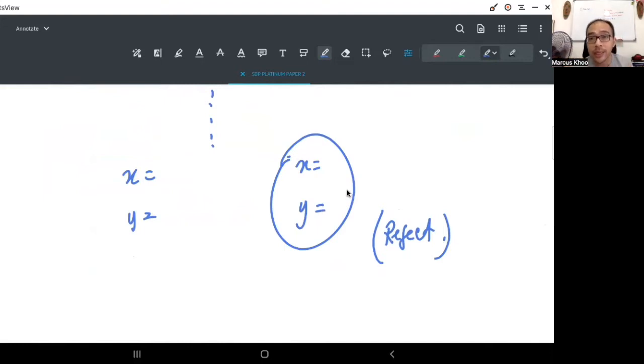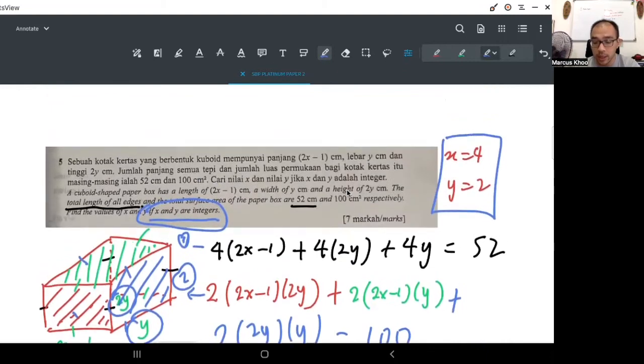Remember, an integer is nombor bulat. No decimal, no fraction. All those are non-integers. So say for example, your answer is 3 over 2. This is not an integer because 3 over 2 is a fraction, or 1.5 is a decimal, not an integer. So you want a nombor yang bulat. That's why the answer is only one set. So be aware of this, everybody.